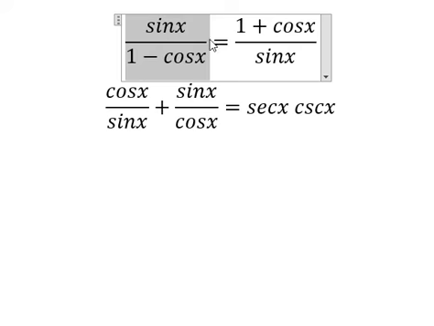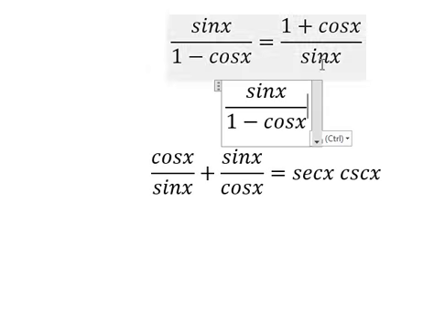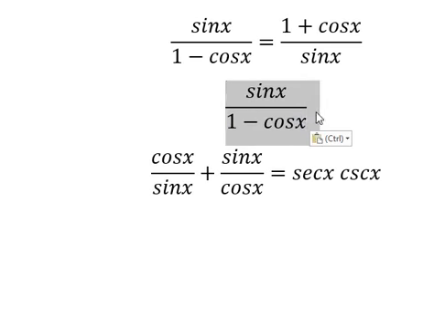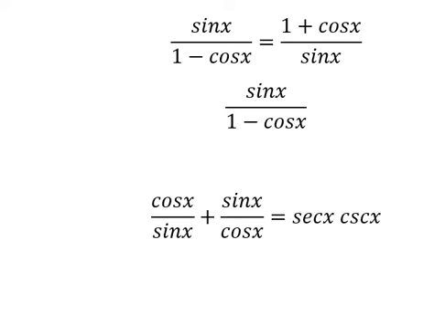The first one, I will consider the left side. On the left, we see that we have sin x over 1 minus cosine x. We have the formula in here.